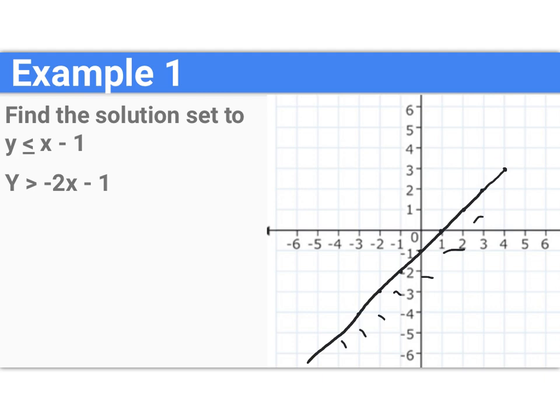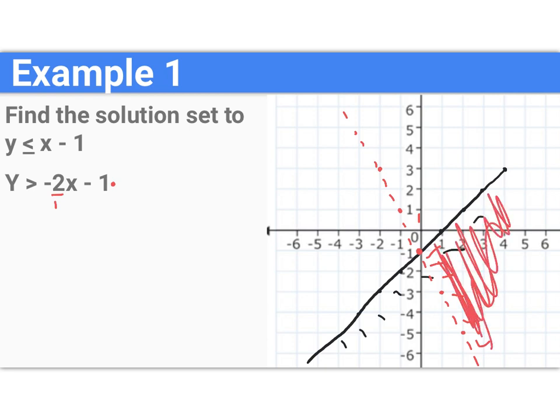So let's do this one in red. 2x minus 1. When x is 0, y is negative 1. Our slope is 2 over 1. So that means we go up 2 and over 1, up 2 and over 1. To the left, we go down 2 and over 1. We have a dotted line. And we're going up. Because we're going up and the black one was going down, this is our solution set.